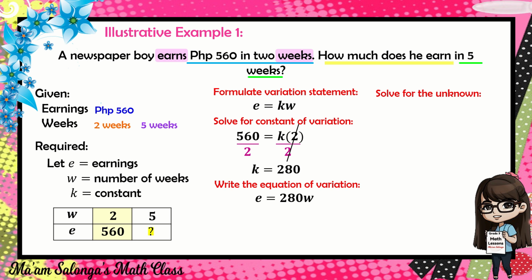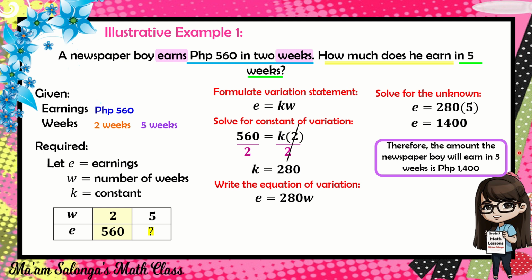Now, let's solve for the unknown. The unknown is E. So, we have E is equal to 280 times 5, and that is 1,400. Therefore, the amount the newspaper boy will earn in 5 weeks is 1,400 pesos.